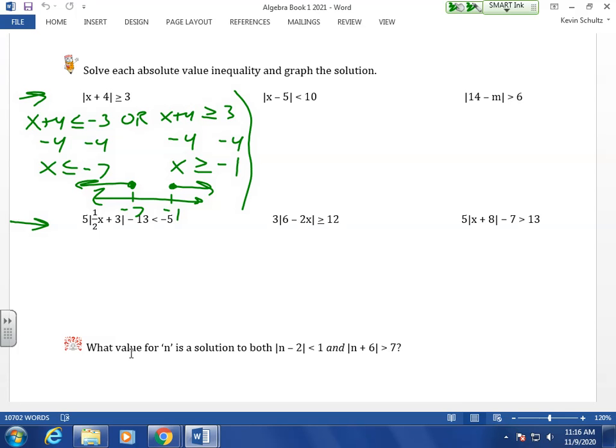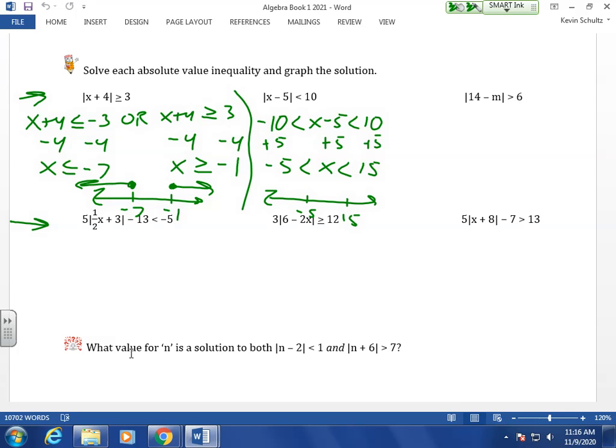This is an and statement. The bars are by themselves. It's ready for us to put into our compound inequality. It's going to be negative 10 less than x minus 5, which is less than 10. The value of x minus 5 is within 10 of 0. So it's between negative 10 and positive 10. This one, being an and statement, we kind of solve it all at once, adding 5 to all three parts. Negative 5 is less than x, which is less than 15. And your graph should look like that. Okay?